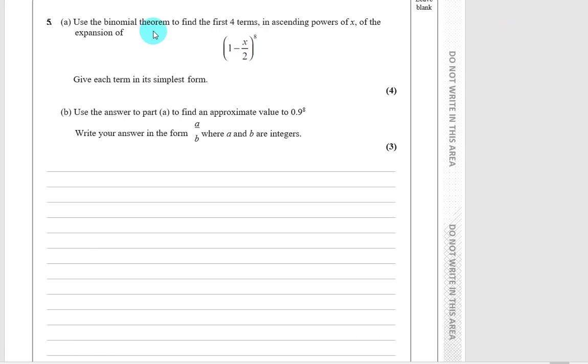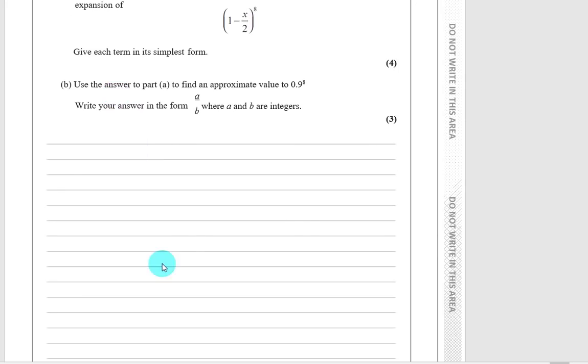Use the binomial theory. Find the first four terms in ascending powers of x of the expression of 1 minus x divided by 2, power 8. Give each term in its simplest form. Let us start to solve this polynomial equation. So he needs the four terms. Let us start to write the four terms.